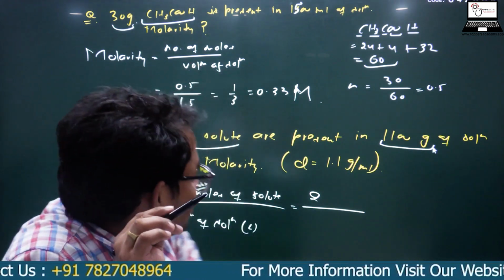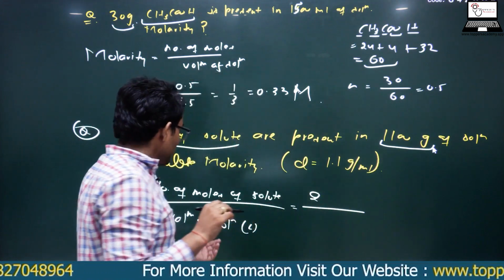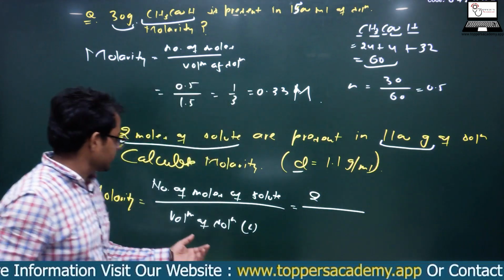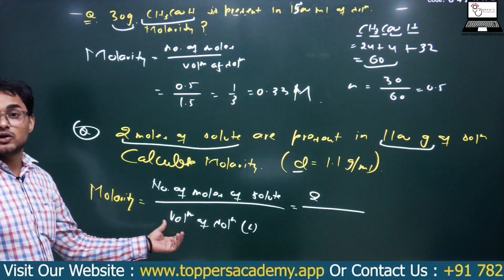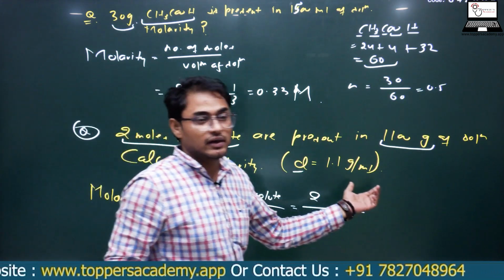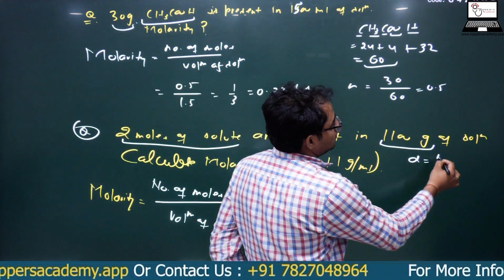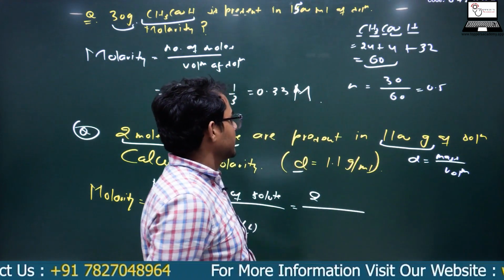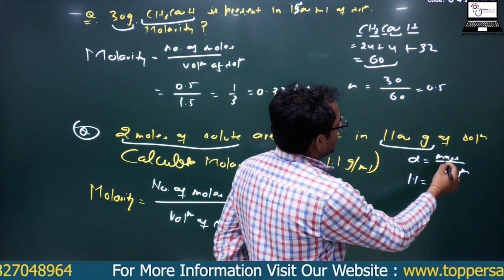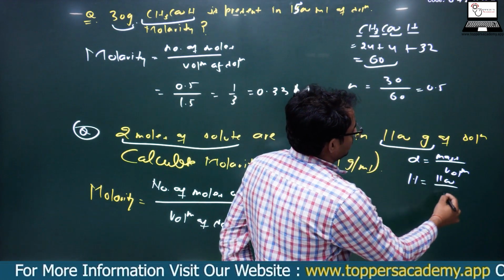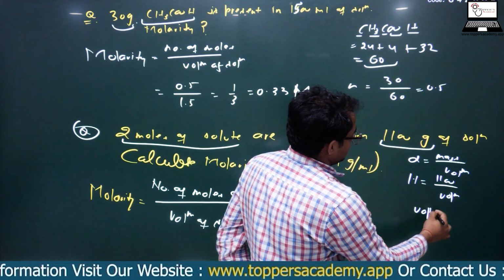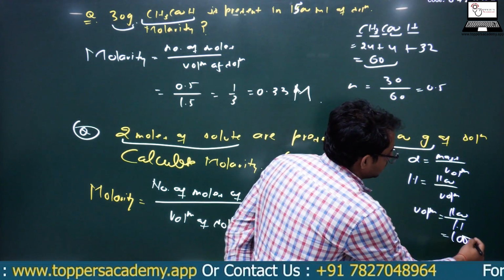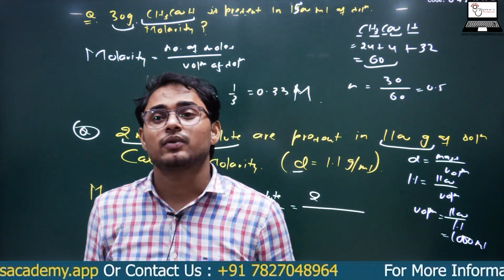It is mass, so I cannot write mass in place of volume. I will have to calculate volume by using density. So density is equal to mass by volume. Density is 1.1, mass is 1100, volume is unknown. So volume will be equal to 1100 upon 1.1, so it will be equal to 1000 ml.